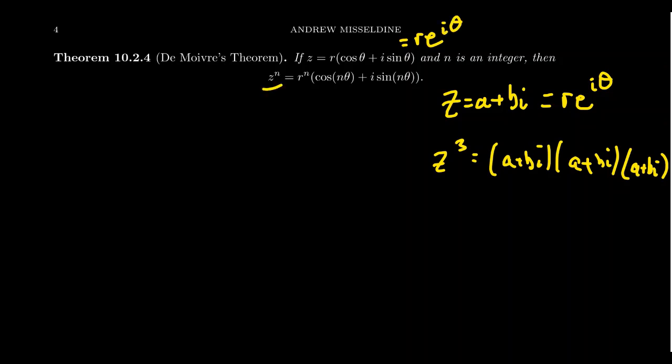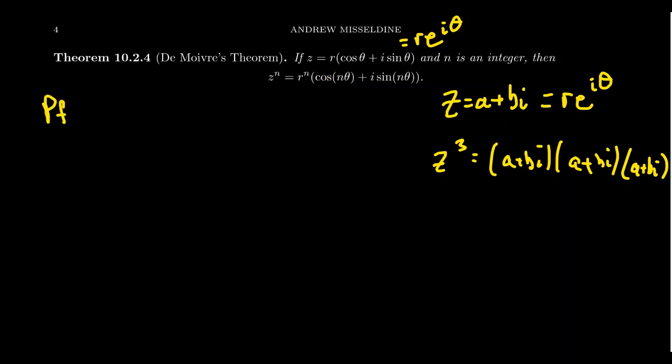Then it turns out that z to the n, this exponent, we're going to take n to be an integer. We see z to the n is going to equal r to the n. So you just take the same exponent of the modulus, you take that power. And then you're going to take cosine of n theta plus i sine n theta. So you're going to take the exponent of the modulus, but then you're just going to multiply the argument by that value. And why is that?